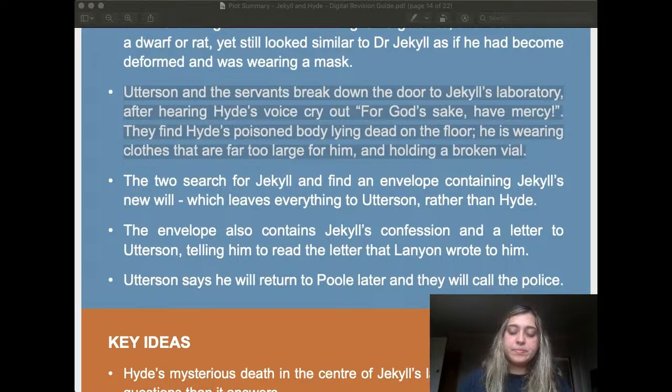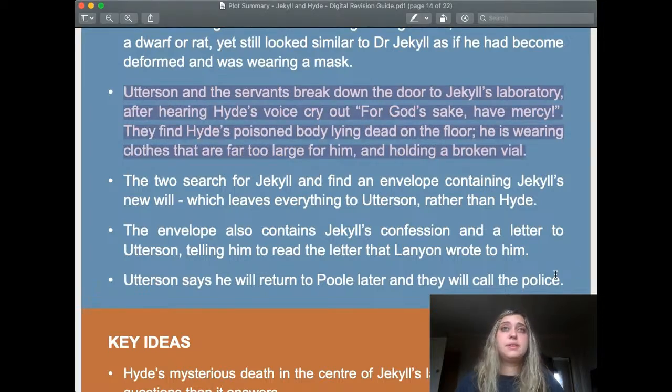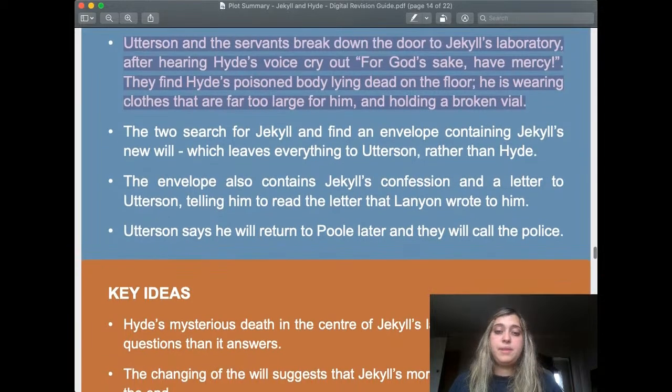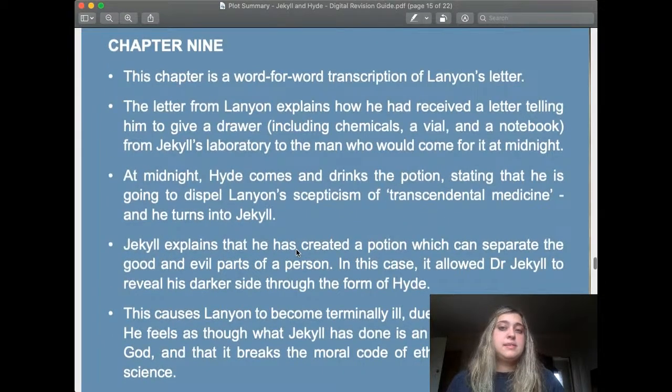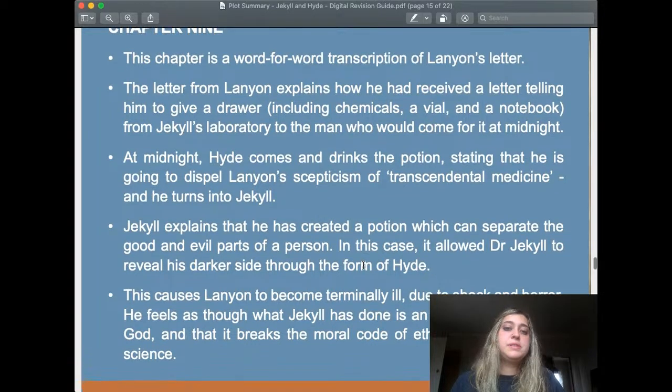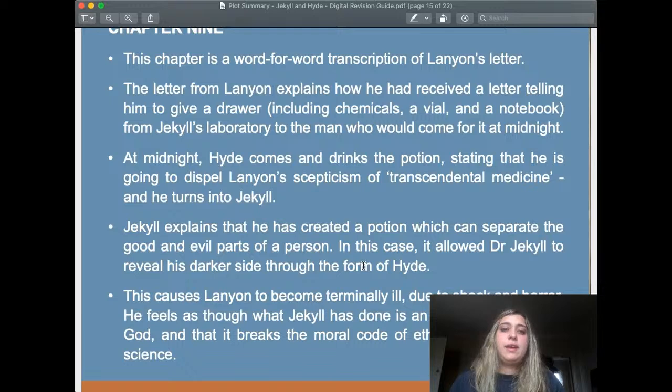Epistolary means it happens in episodes. So sometimes we're reading the story, but sometimes we're also reading letters. Sometimes we're reading diary entries, that kind of thing. So chapter 9 is Dr. Lanyon's letter, which reveals more insight into what's gone on. He just gives more details on how Jekyll transformed into Hyde, what the relationship was between them.